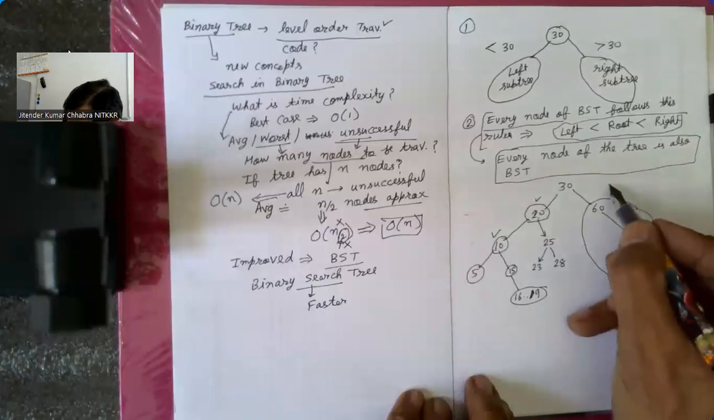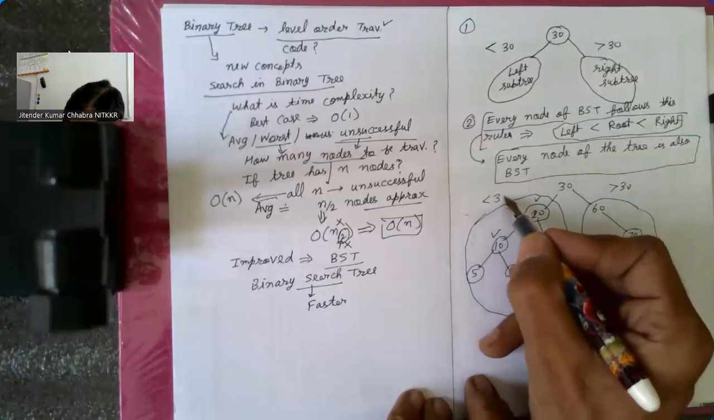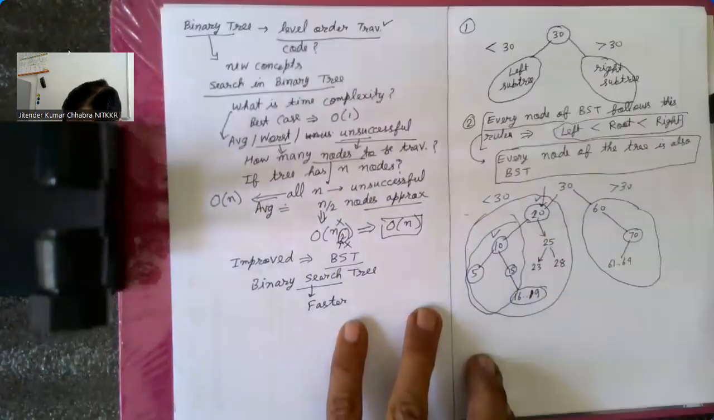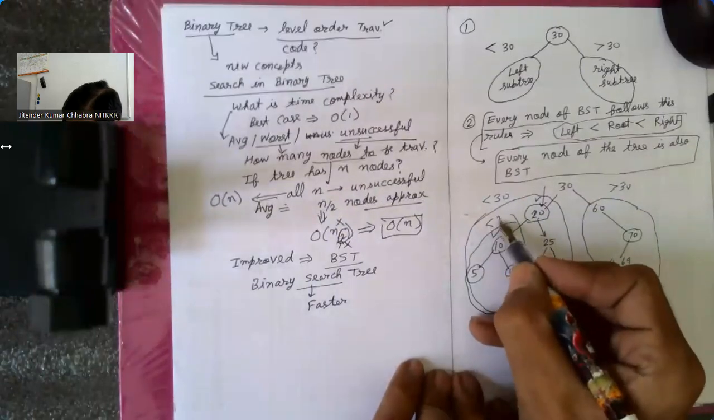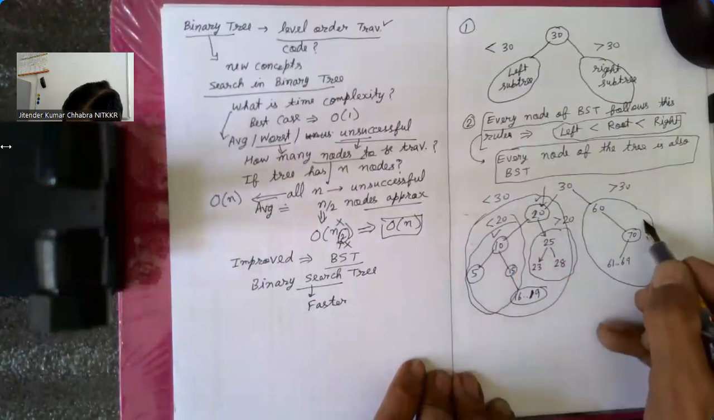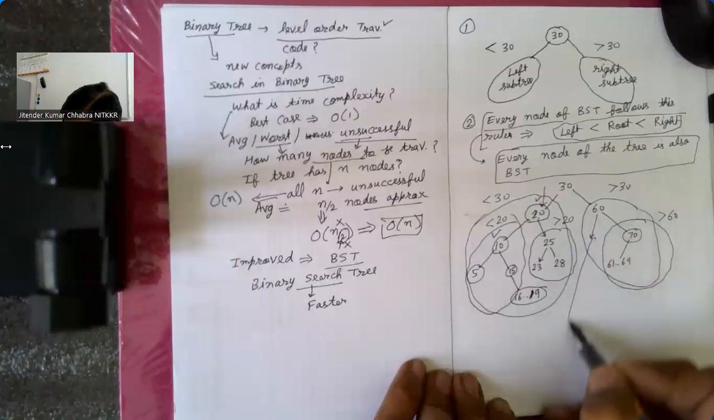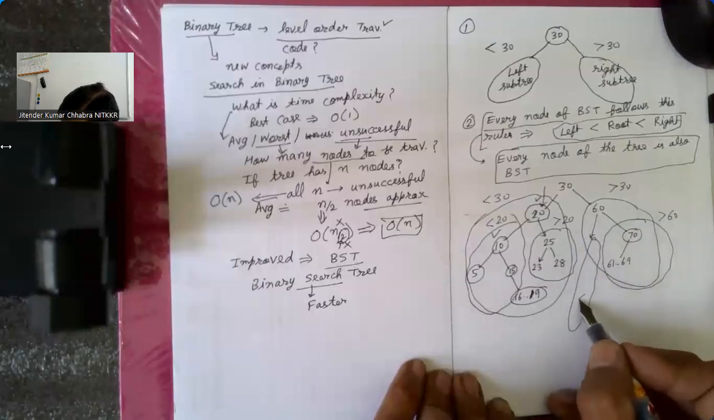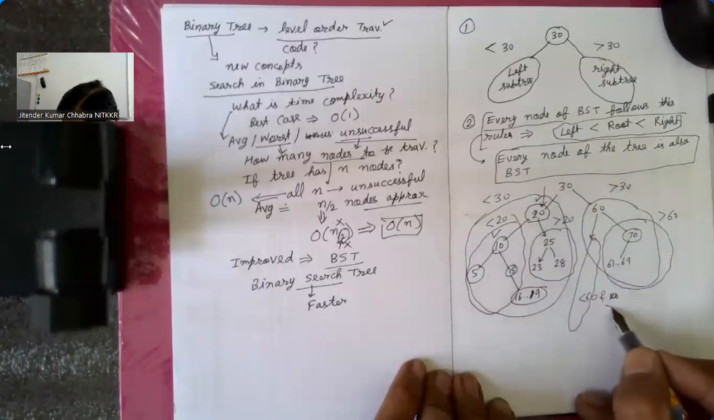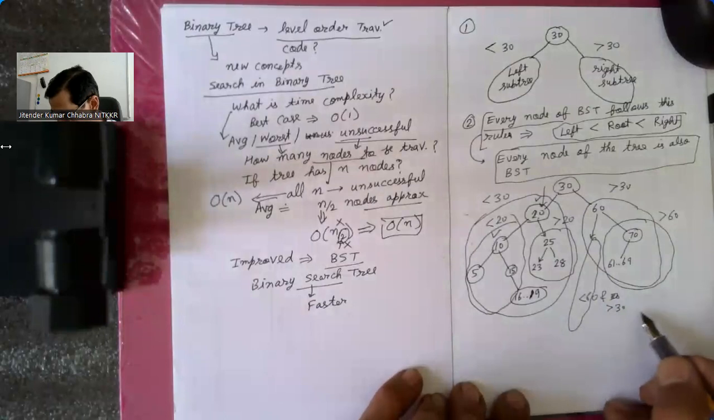These all values are greater than 30. These all values are less than 30. The same rule is applicable on this node. All values on the left side are less than 20. All values on the right side are greater than 20. All values on the right of 60 are greater than 60. All values on this side can be less than 60 and obviously greater than 30, because that is a condition already mentioned by this. So this becomes my BST.